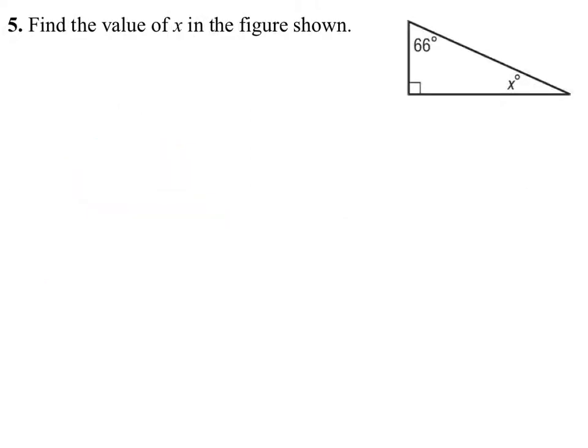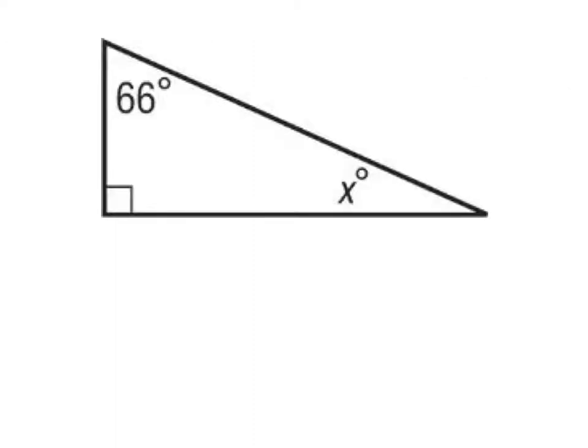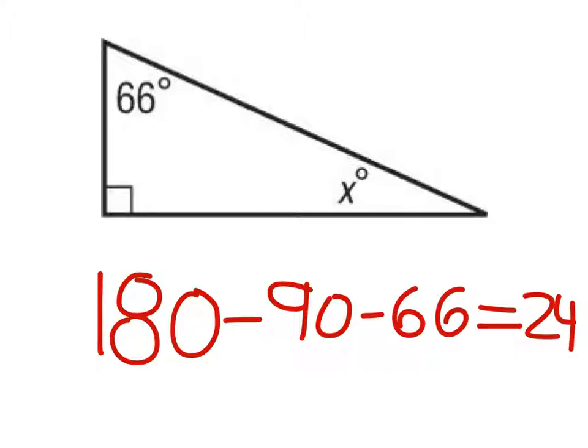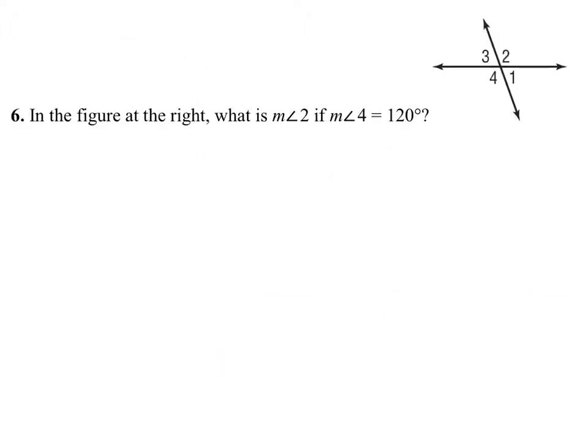Find the value of x in the figure shown. All right, good luck. Okay, I'm done. That is correct. So we're just taking away the 90 degrees, and some of you didn't notice that, usually because it didn't print very well, but this one did. That is a 90 degree angle.